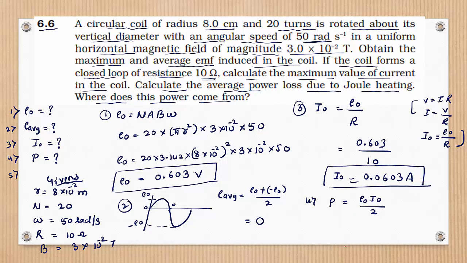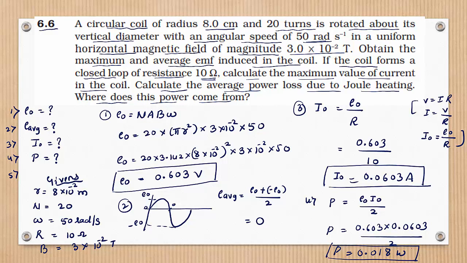You are going to study this equation in detail in alternating current. Now I am going to use this equation directly. Substitute the value of E naught and I naught. E naught is 0.603, I naught is 0.0603, divided by 2. So we will get the value of power dissipation, power loss, as 0.018 watt. 0.018 watt is the power loss or power dissipation as heat energy.